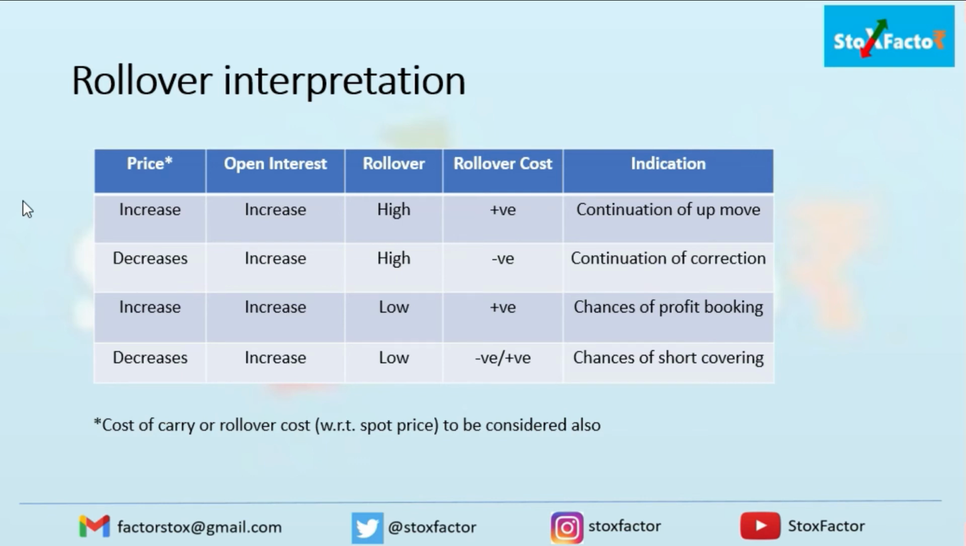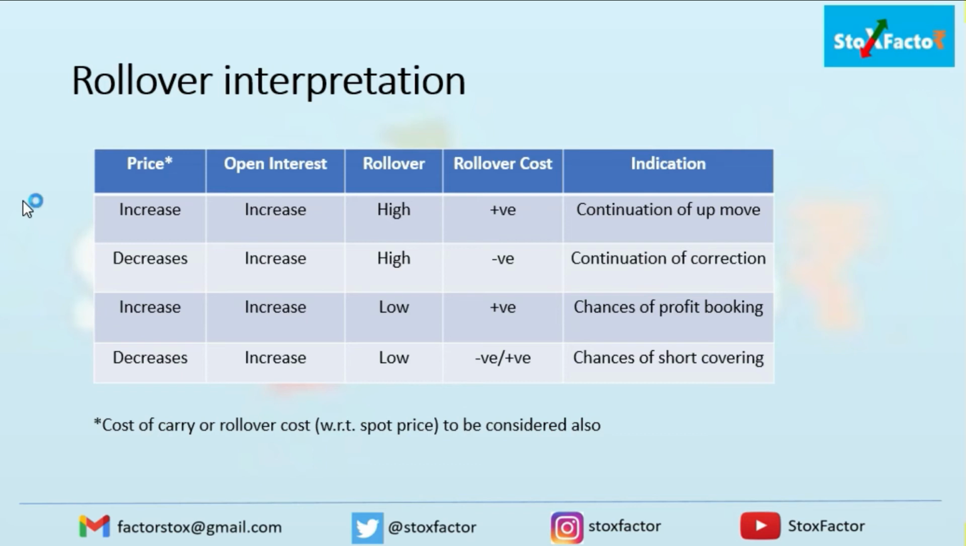Now, the third case is that the rollover percentage is low and the rollover cost is positive, that is, it is available at a premium. Then there are chances of profit booking, because people are not very confident that the current move will continue, and people are expecting profit booking to happen at the higher prices. That's why people have wound up their positions in the current month itself, and they have not carried their positions.